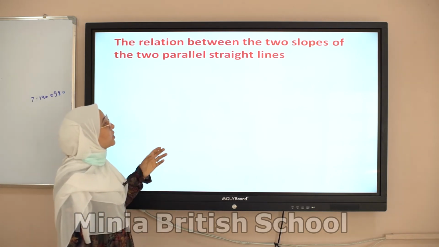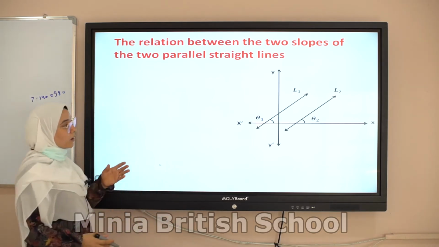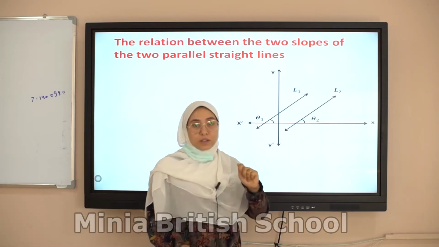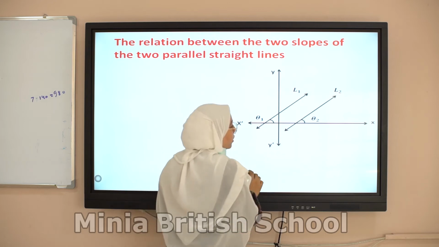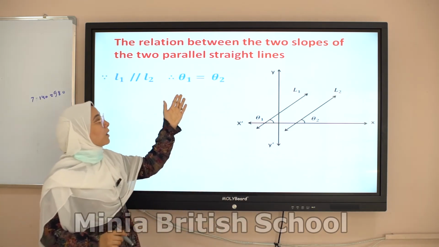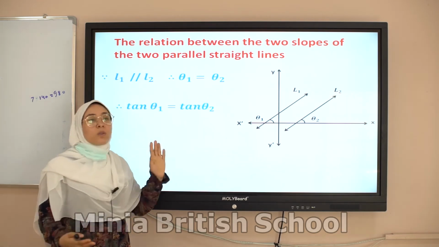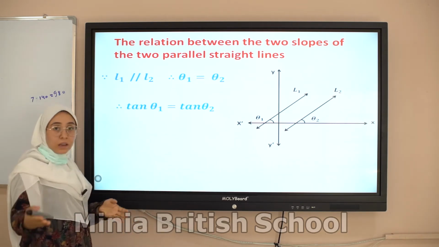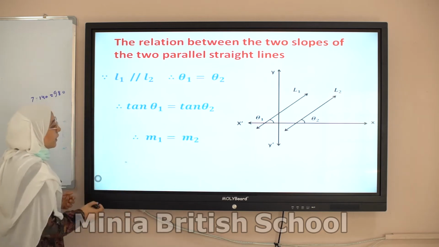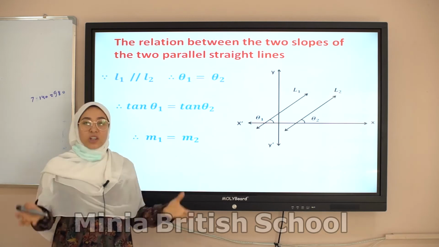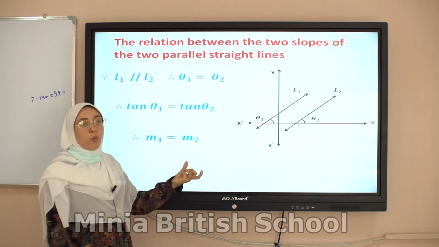The relation between the slopes of two parallel straight lines is the second part of this lesson. If you have two parallel straight lines like this, L1 parallel to L2, we note something: theta 1 equals theta 2, because they are corresponding angles. So tan theta 1 equals tan theta 2, and tan theta 1 equals the slope of L1, and tan theta 2 equals the slope of L2. So M1 equals M2. In general, if two straight lines are parallel, their two slopes are equal. L1 parallel to L2, therefore M1 equals M2.